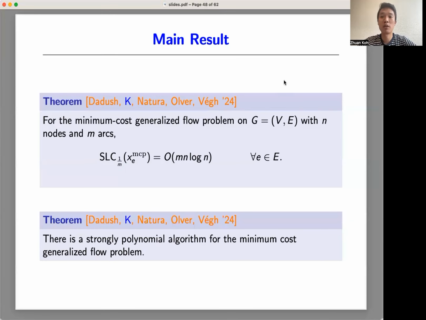Combined with the interior point method of Allamigeon et al., this shows that their IPM converges in a strongly polynomial number of iterations for the minimum cost generalized flow problem. However, to obtain a truly strongly polynomial algorithm, we also have to show how to initialize the IPM in strongly polynomial time, as well as showing how to control the bit complexity of the iterates.